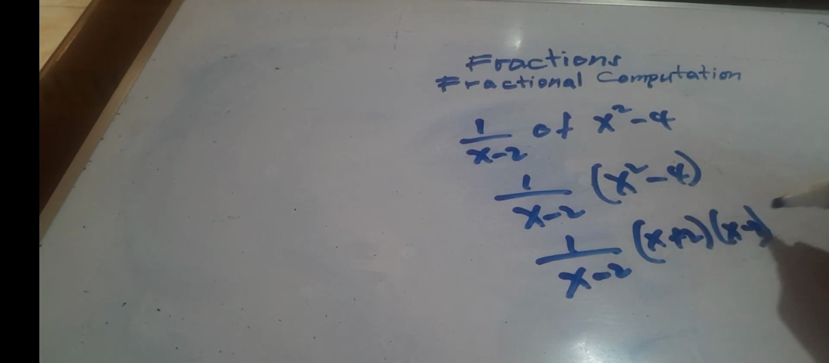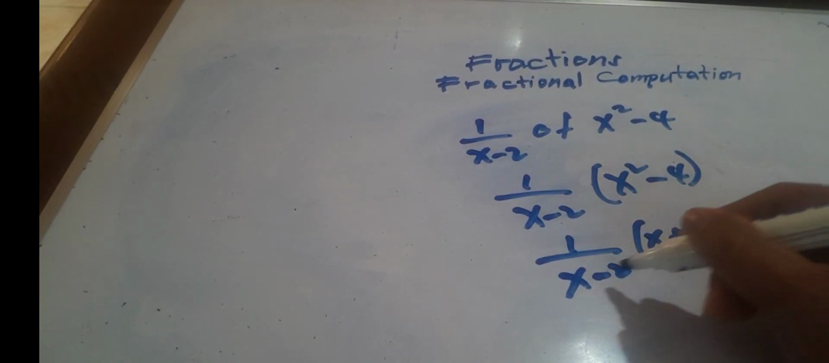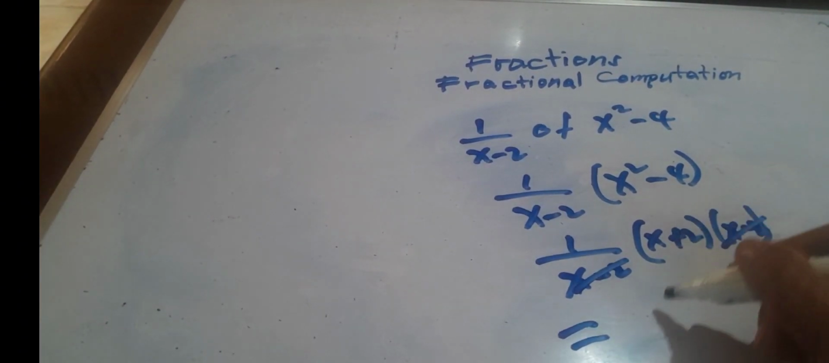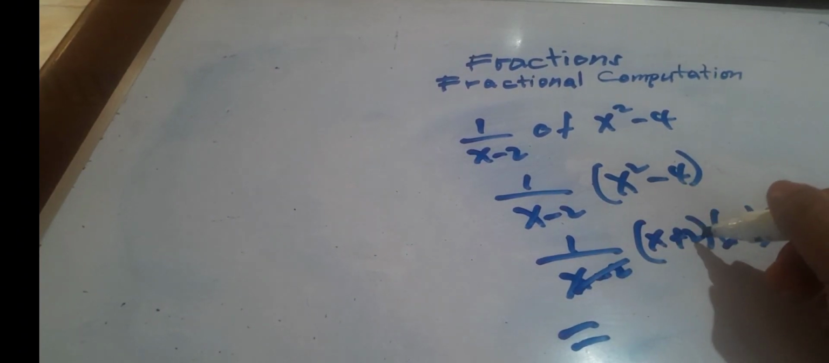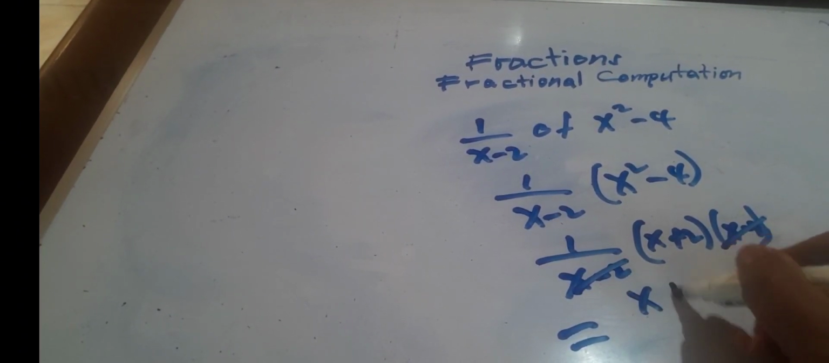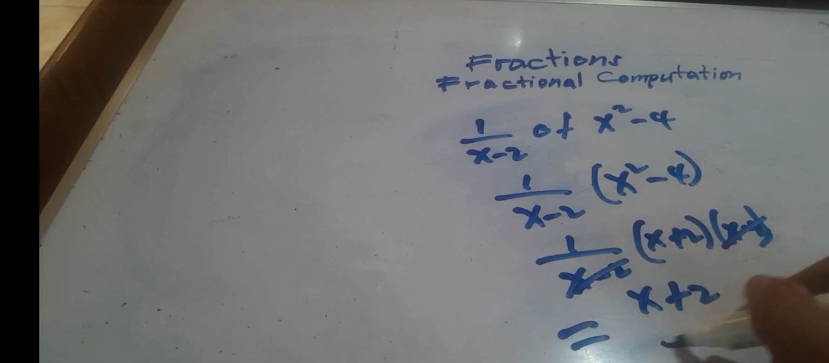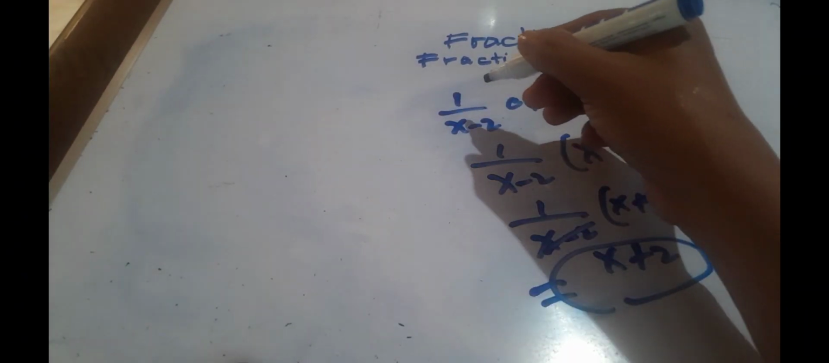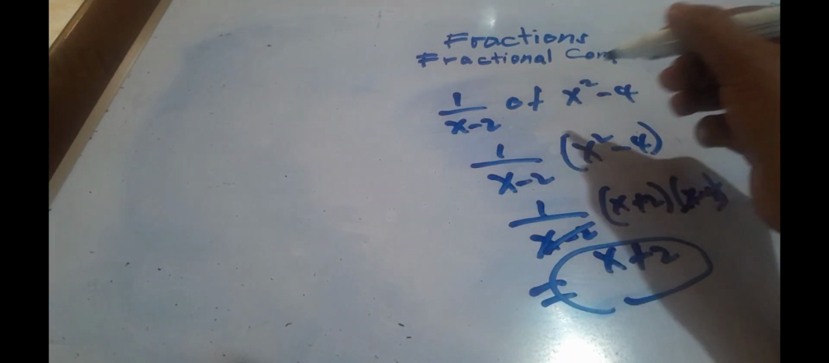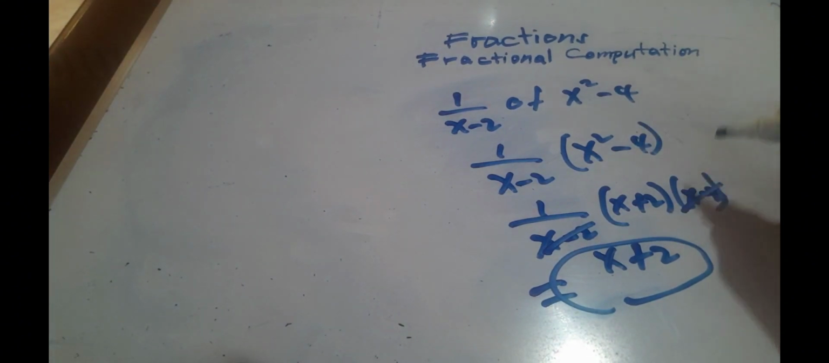So you have these factors. You have x minus 2 and x minus 2, and these will be cancelled. So that is equal to 1 times x plus 2, that is x plus 2. Therefore, 1 over x minus 2 of x squared minus 4 is x plus 2.